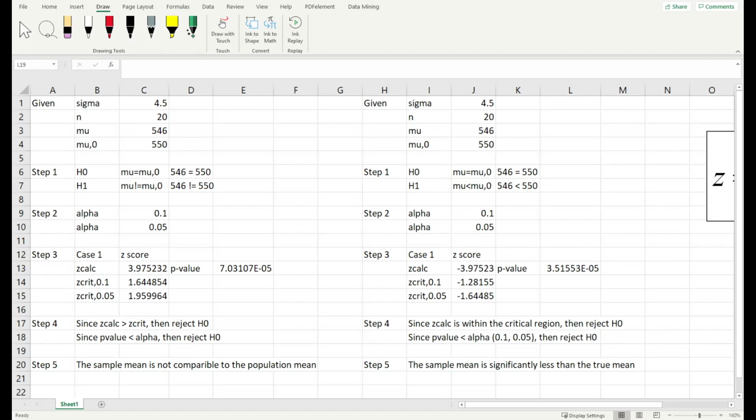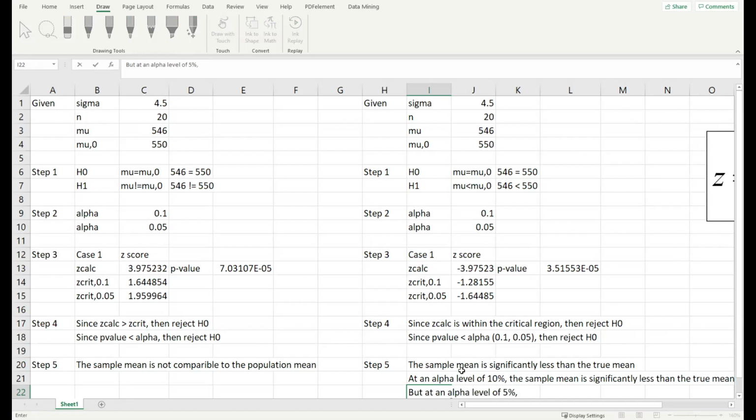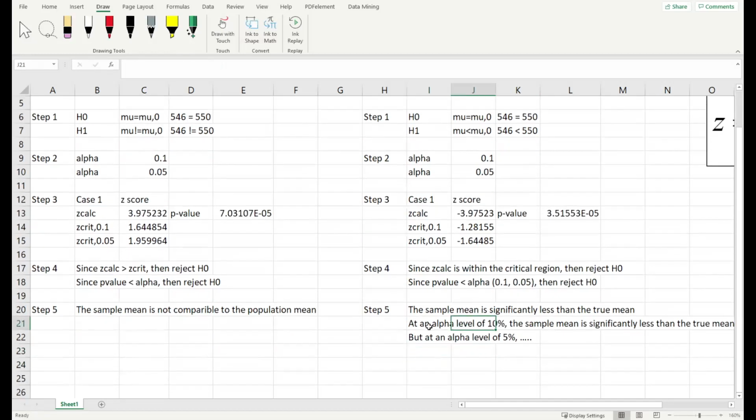Two given alpha. Paano pag magkaiba yung conclusion na nabibigay ng 2 given alpha? So, magiging iba lang yung conclusion. Kunwari, at an alpha level of 10%, the sample mean is significantly less than the true mean. Pwede ganyan, tapos pwede nyo lagay na but at an alpha level of 5% kunwari, blah, blah, blah. Pwede ganyan yung conclusion nyo na magkaiba at different alpha values.